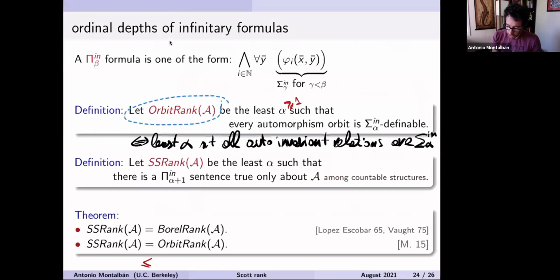The orbit rank of a structure, if you guys remember, is the least alpha greater than or equal to 1 such that every isomorphism orbit is sigma alpha definable. In this case, they are all sigma 1 definable. They are existentially atomic, so they are all existentially definable. All the isomorphism orbits are existentially definable, and in particular, they are sigma 1 definable. So that means the least alpha is 1. So these are the lowest Scott rank possible.